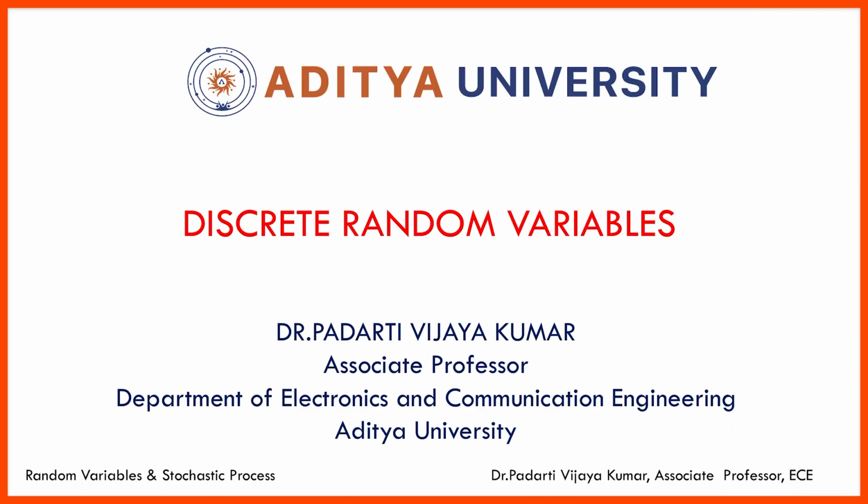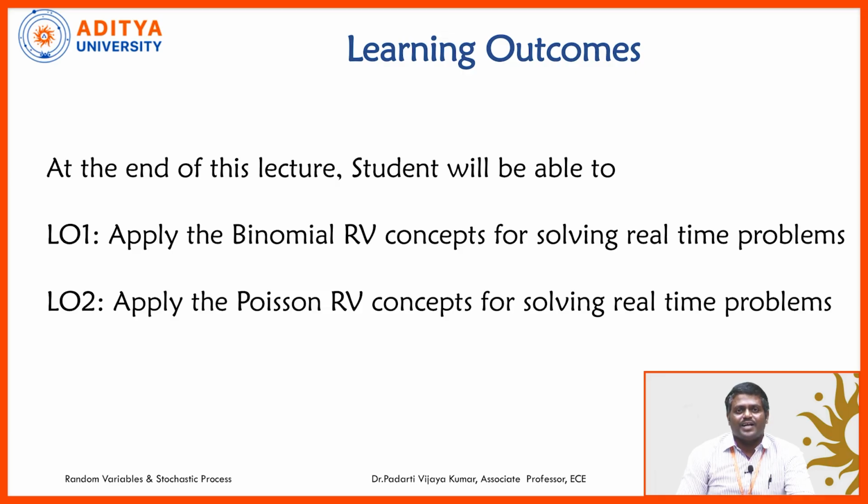In this session, we are going to see discrete random variables applications. The types of discrete random variables are the binomial and Poisson random variables. At the end of this session, we will get two learning outcomes. One learning outcome is applying the binomial random variable concept for solving real-time problems, and the second learning outcome is applying the Poisson random variable concepts for solving real-time problems.